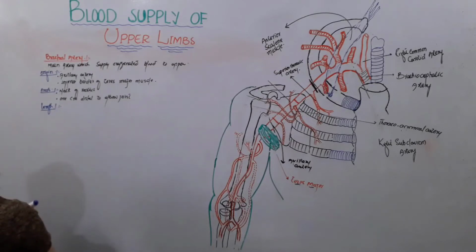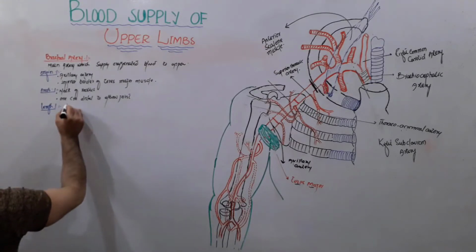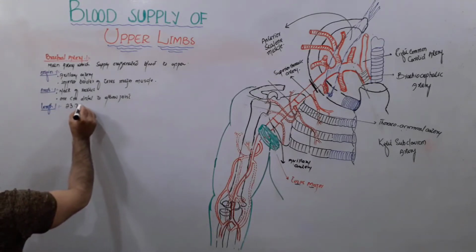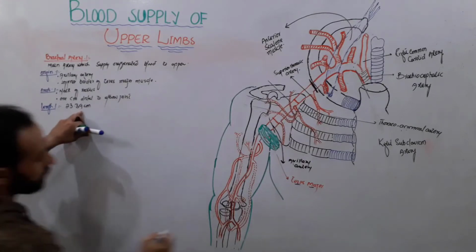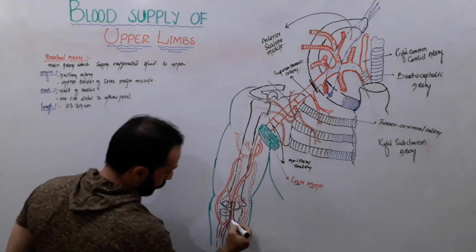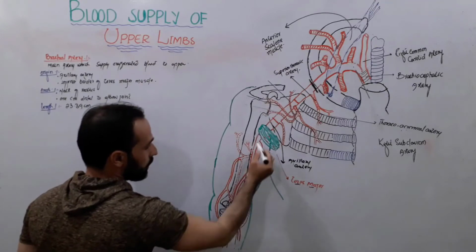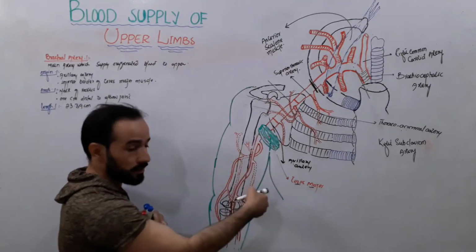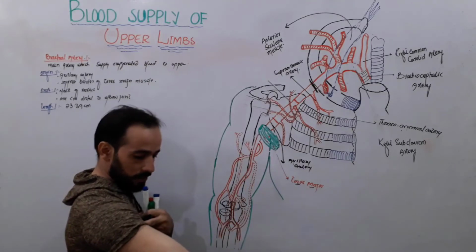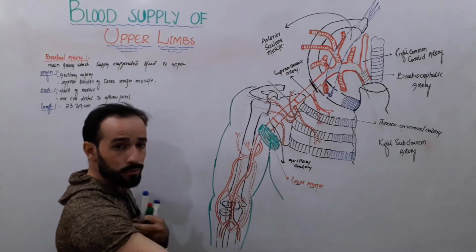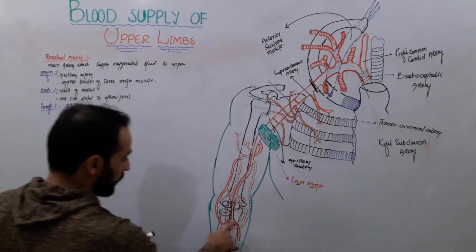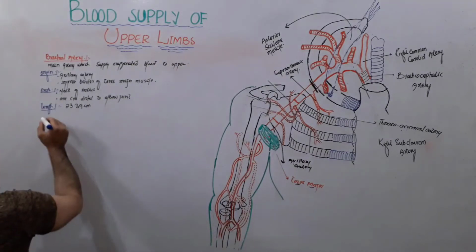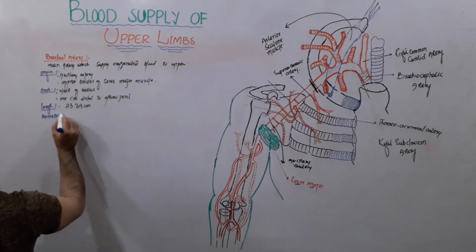So the length of this artery is about 23.39 centimeters, right? This is the length from here up to the bifurcation point. I've drawn it a little better, but our arm is not bigger like this, right? So its length is about 23.39 centimeters to the bifurcation point. And what is its diameter? What is the diameter of this artery?